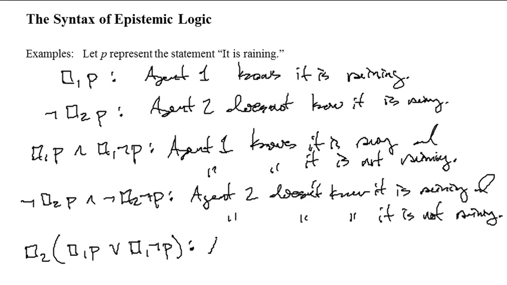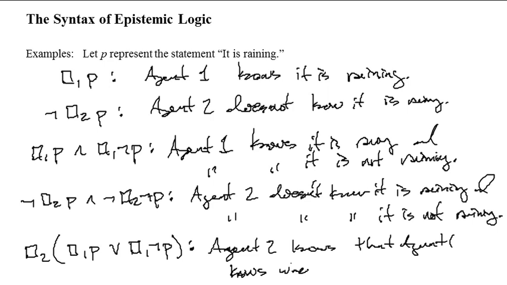So if we want to translate this, it would be: agent 2 knows that agent 1 knows whether it is raining. Okay, we'll do some more translation examples in an upcoming lecture.